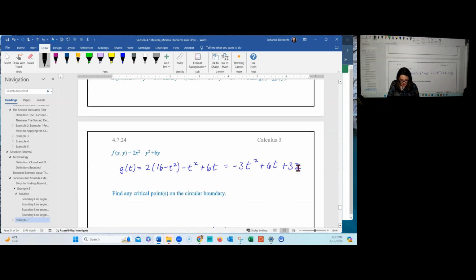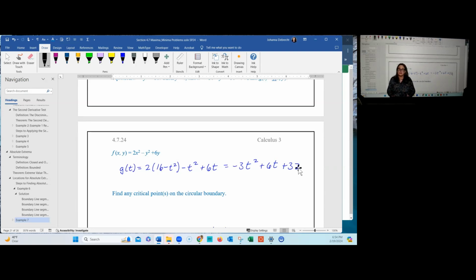When I'm looking at parameterizing that curve, I replaced y with t and x squared with 16 minus t squared, coming from the circle that is the boundary, x squared plus y squared equals 16. I substitute those into the function f in place of x and y. When I multiply it out, I get the equation in terms of t, negative 3t squared plus 6t plus 32.